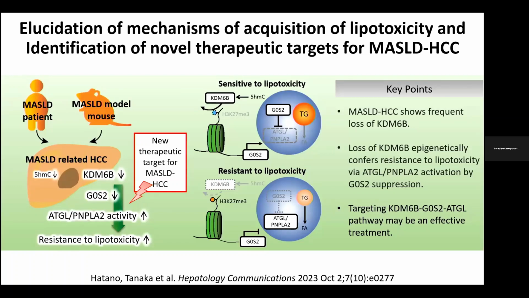This is a summary figure. MAFLD HCC shows frequent loss of KDM6B. Loss of KDM6B epigenetically confers resistance to lipotoxicity via ATGL-PNPLA2 activation by G0S2 suppression. Targeting the KDM6B, G0S2, ATGL pathway may be an effective treatment for MAFLD HCC.